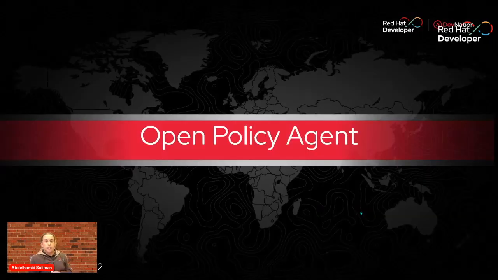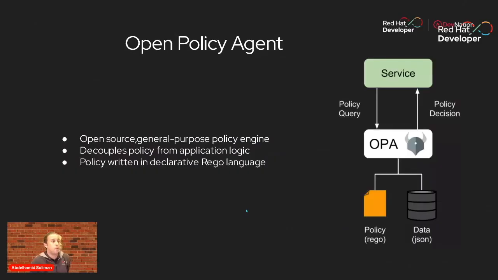All right. So in the next segment, I will describe another authorization component, which is Open Policy Agent. OPA, or Open Policy Agent, is an open source general purpose policy engine. It has the concept of policy as code, where policies are written in a declarative language called Rego.